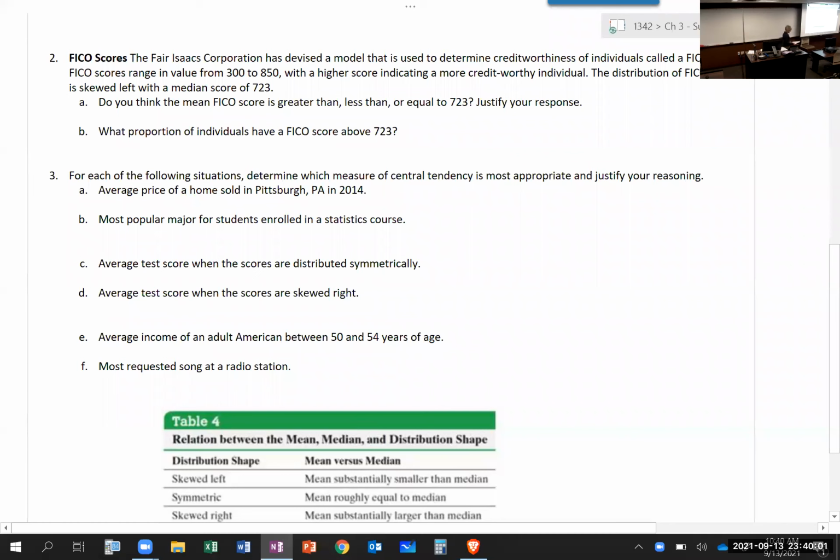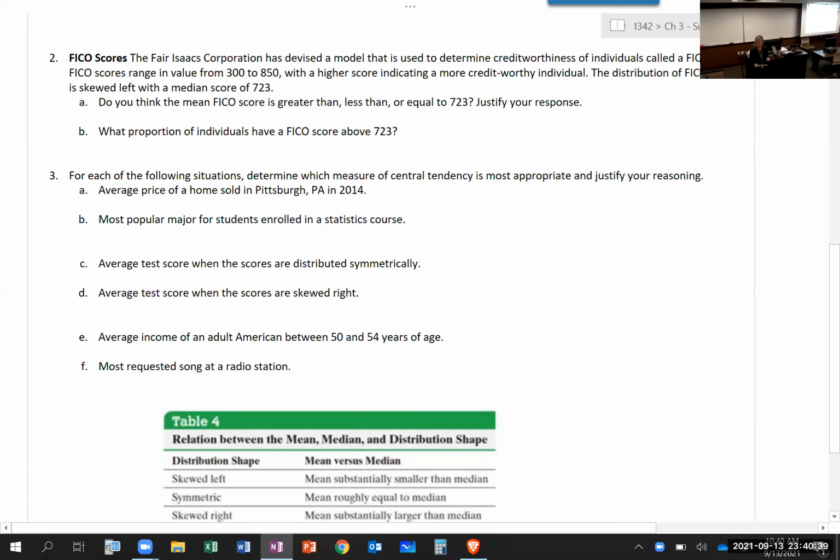So looking at question 2, FICO scores. It says there that scores range from 300 to 850. Distribution is skewed left with a median score of 723. Do you think that the mean would be greater than, less than, or equal to 723? The last one is an extreme low number. That's right, it's going to be less, because the mean would have to be less than the median, right? So it would be skewed left, like we said.